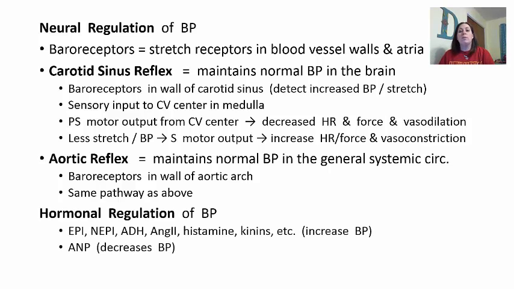There's also hormonal regulation of blood pressure that can take place. Hormones like epinephrine, norepinephrine, antidiuretic hormone, angiotensin II, histamine, kinins, things like that. These are all different types of hormones that can be released that can increase the blood pressure. On the other hand, atrial natriuretic peptide is the hormone that is released by the heart itself to decrease blood pressure.